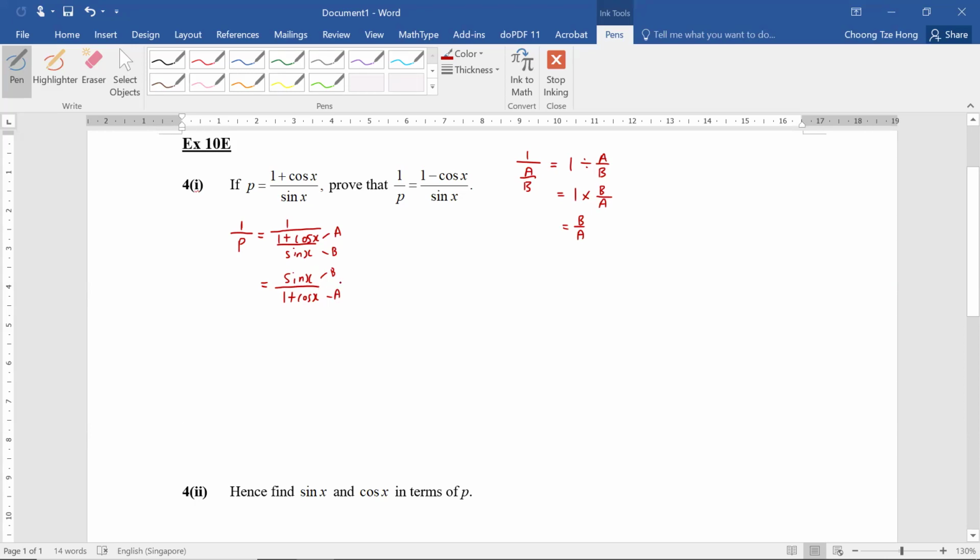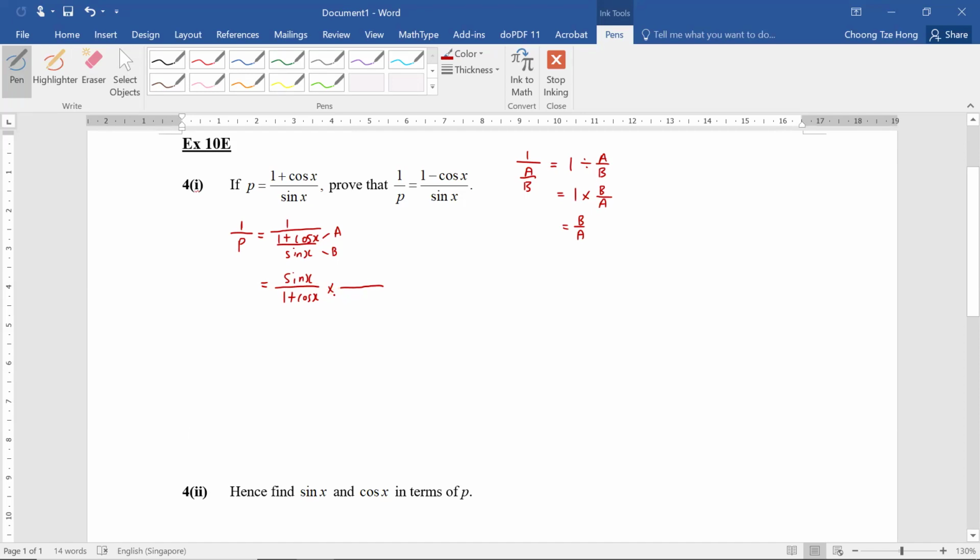At this point, you need to ask yourself, what else could be done? It seems like there's nothing much we could do, because sine x you can't change to anything, and 1 plus cosine x also you can't change because there's no square. If there's a square, then maybe you can introduce some identity. One way to solve this kind of question is this. We always want to use the identity, but to use the identity we will need a square. So what we can do is multiply by this.